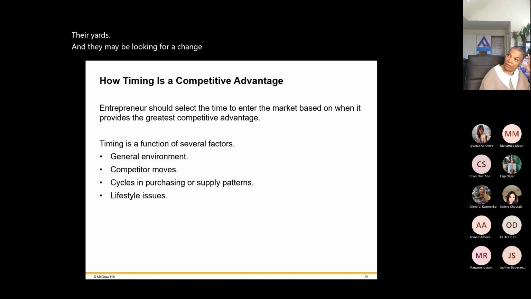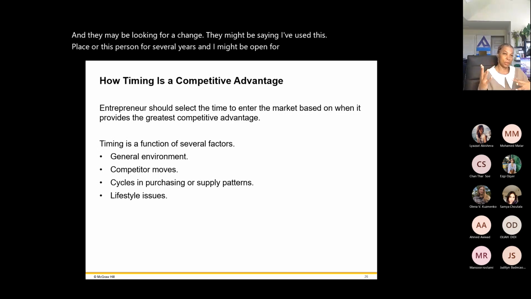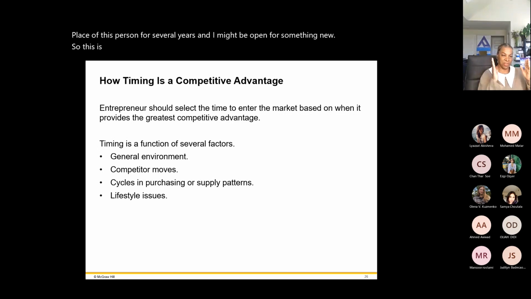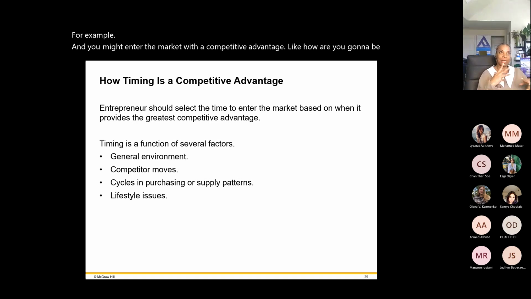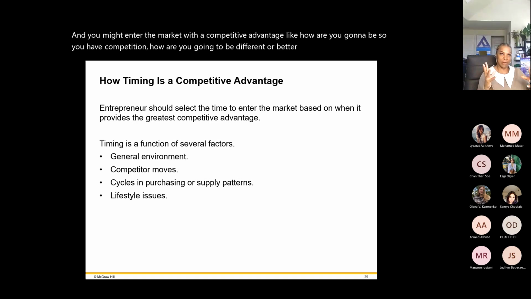They might be saying, I've used this place or this person for several years. I might be open for something new. So this is a time when people are thinking about this. So this is a great time to enter the market, for example. And you might enter the market with a competitive advantage. Like, how are you going to be? So you have competition. How are you going to be different or better than your competition?